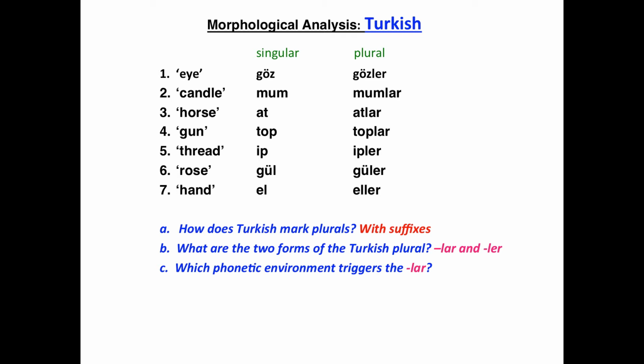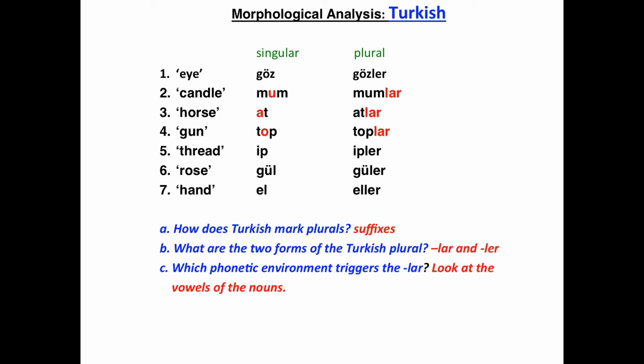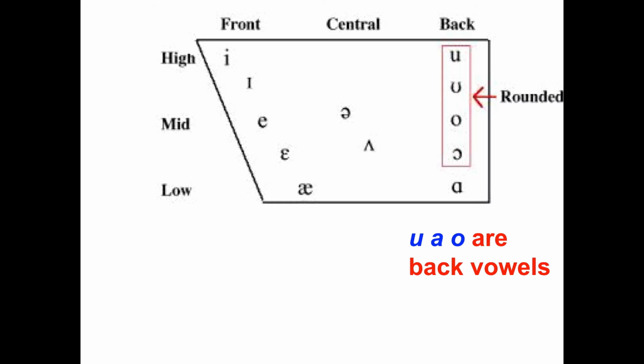So what triggers the lar? Look at the vowels of the nouns. So look at number 2, the vowel in the noun is an U. In number 2, in number 3 it's an A, and in number 4 it's an O. So U, A, O triggers the lar ending. By the way, I just want to tell you this is far too difficult and involved a pattern to find for me to expect you to be able to do this on a test, but I want to show you how this works.